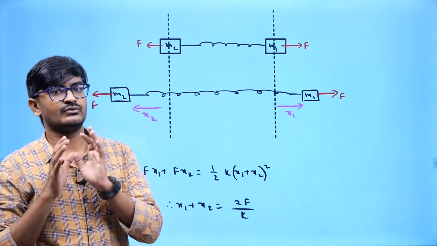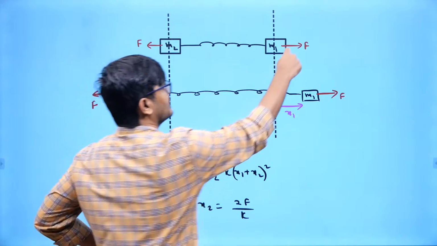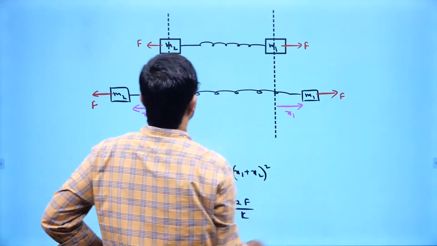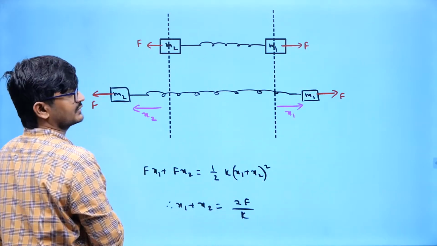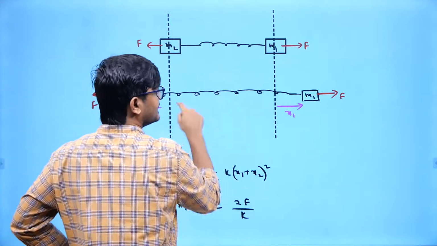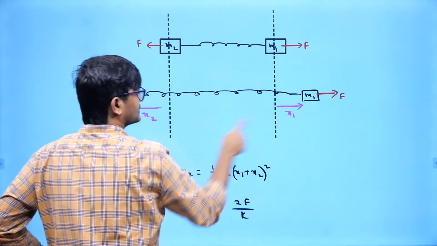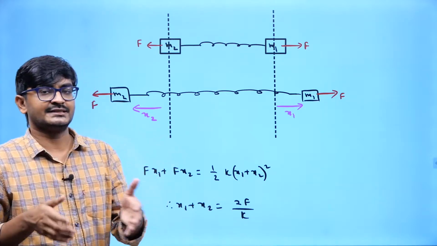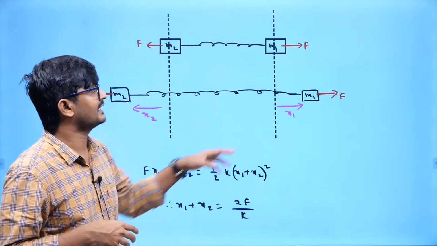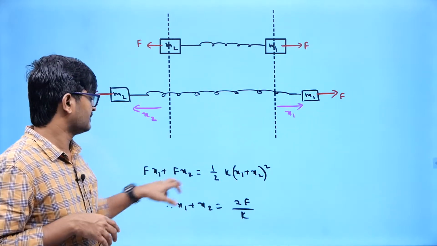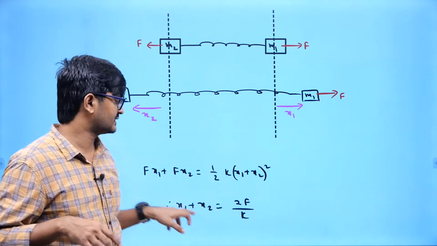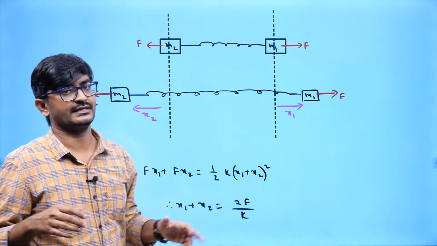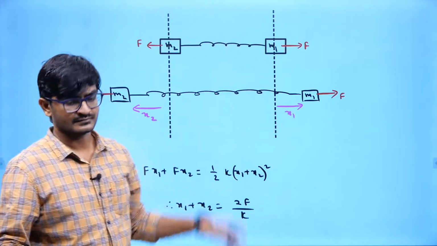Now the thing is, we need to find what is the maximum extension. So what is the work done by this force? It is F into x1. What is the work done by this force? F into x2. But what is the spring potential energy? Half into k into total extension square, which is x1 plus x2 whole square. When it is maximum extension, kinetic energy is 0. So whatever work done by these two forces must be converted as potential energy in the spring. So what is the maximum extension? 2F by k. Right?